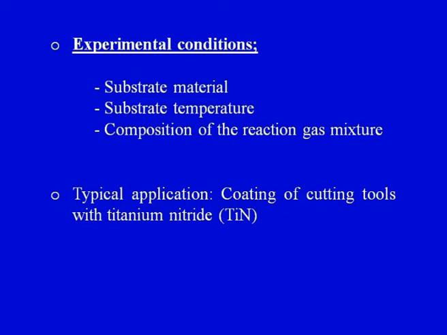Now, one of the typical applications is the coating of cutting tools with titanium nitride. Now, why is the coating on the cutting tool desired or required? Because as we have already discussed in the secondary machining operations for ceramic parts, ceramics have very high hardness. Therefore, the hardness of the tool should be more than the hardness of the ceramics if we want to use that tool for cutting the ceramics, because the hardness of the tool should be more than the hardness of the workpiece.